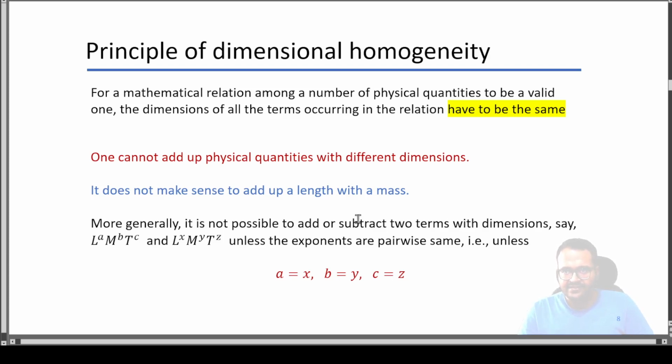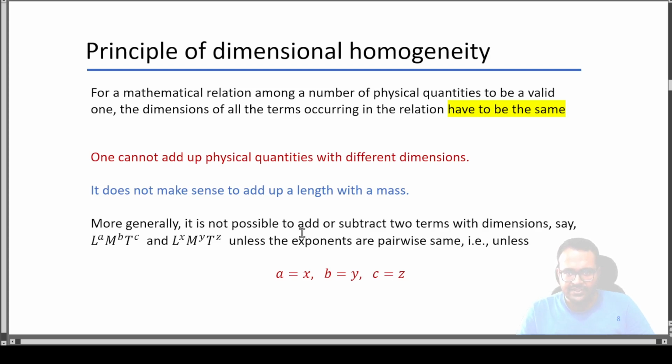One cannot add up physical quantities with different dimensions. Like I cannot add 1 kilogram of rice with 1 meter of, say, what? 1 meter of stick. Or I cannot add 5 kilos of potatoes with, say what? With 10 seconds. That does not make any sense. So we cannot add up any two physical quantities with different dimensions.